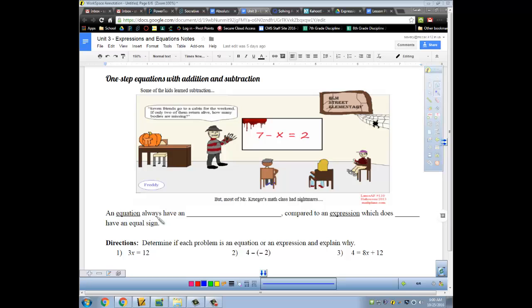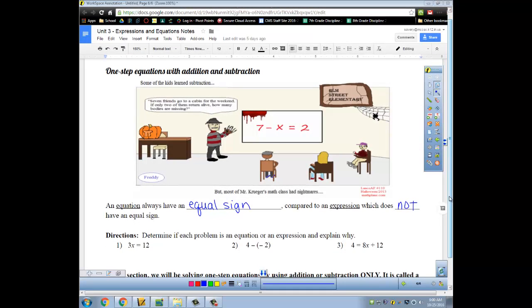An equation always has an equal sign, so that's our first blank, compared to an expression which does not have an equal sign. So early in this chapter when we did stuff with properties, the distributive property, combining like terms, those were expressions. We did not see an equal sign. Today we're going to see equations. Equations do have equal signs. So we will actually solve the equations today. The expressions that we were looking at with the distributive property and the like terms, you cannot solve those.